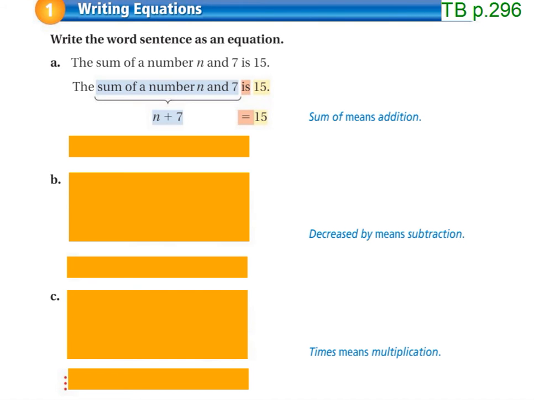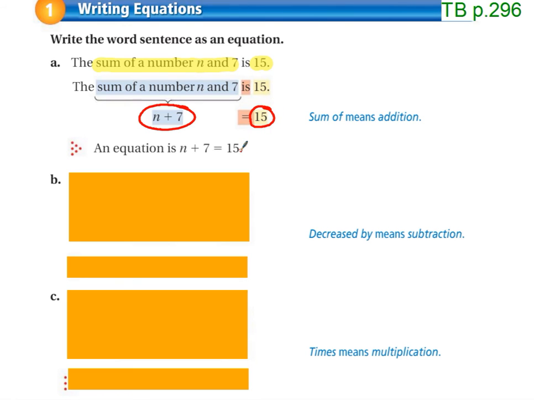Okay, let's take a look at a couple of practice problems. The first one says, write each word sentence as an equation. When I look at my problem, I see the sum of a number n and 7 is 15. Remember, is symbolizes where that equal sign needs to go. So when I put the information on each side of the equal sign, my final equation is n plus 7 equals 15.